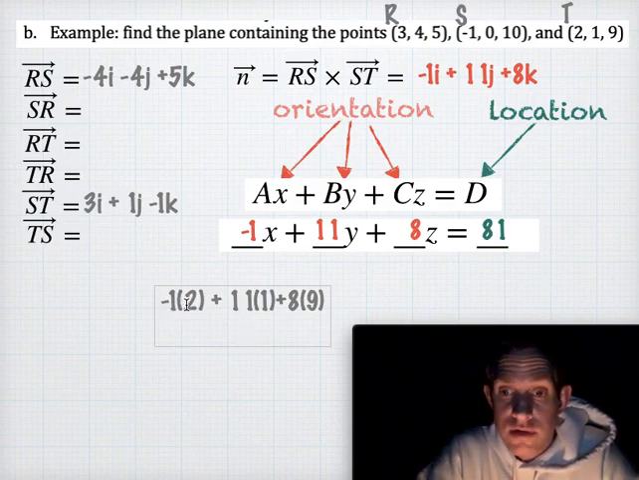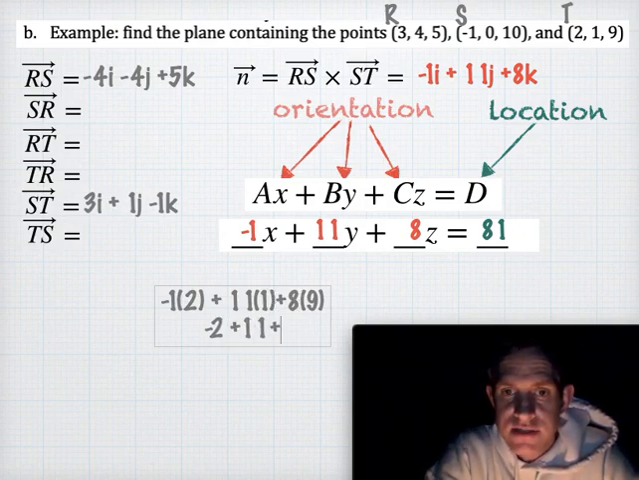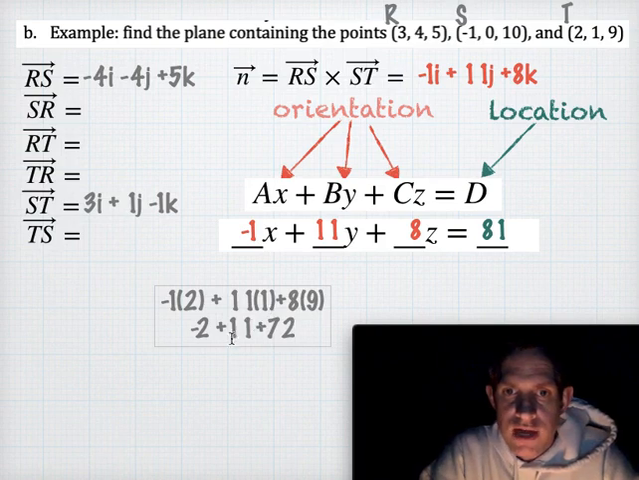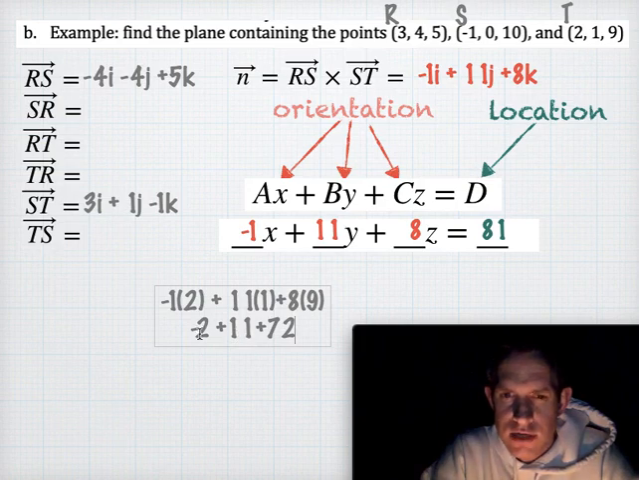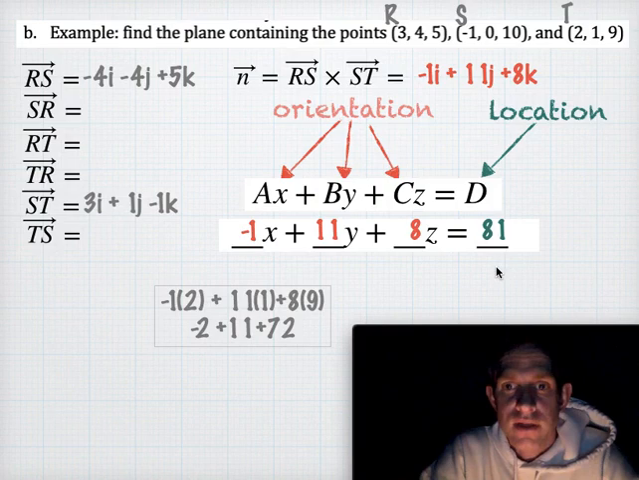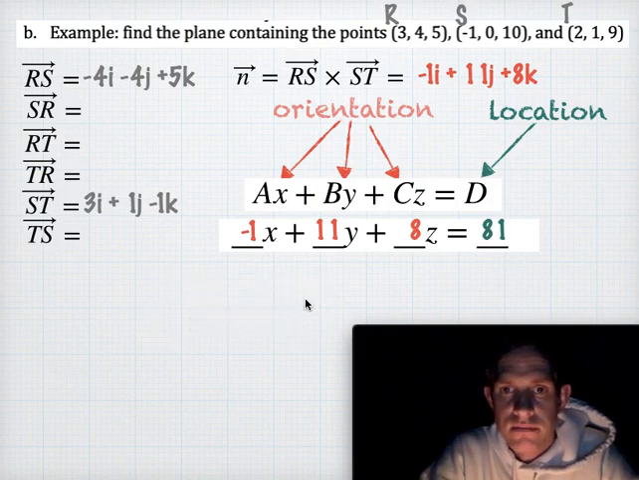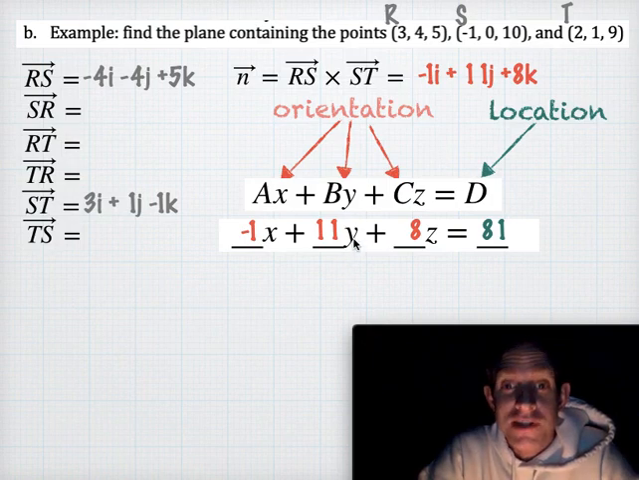So -1 times 2 is -2. 11 times 1 is 11. 8 times 9 is 72. If we add these three together, I'm hoping it's 81. So 11 and 72 is 83. 83 and -2 is, in fact, 81. And so that means we either got really lucky and the 2 points both worked, or this really is the equation for the plane that goes through those 3 points.